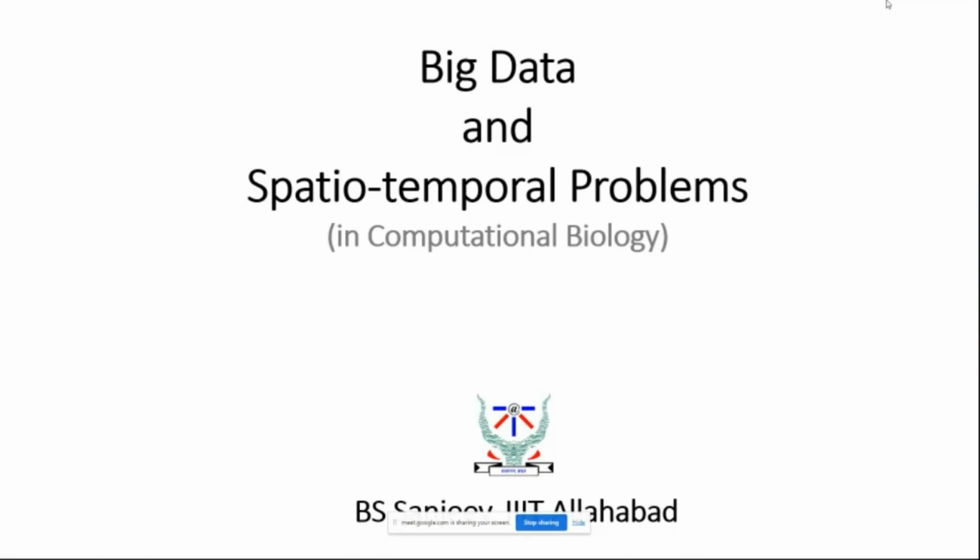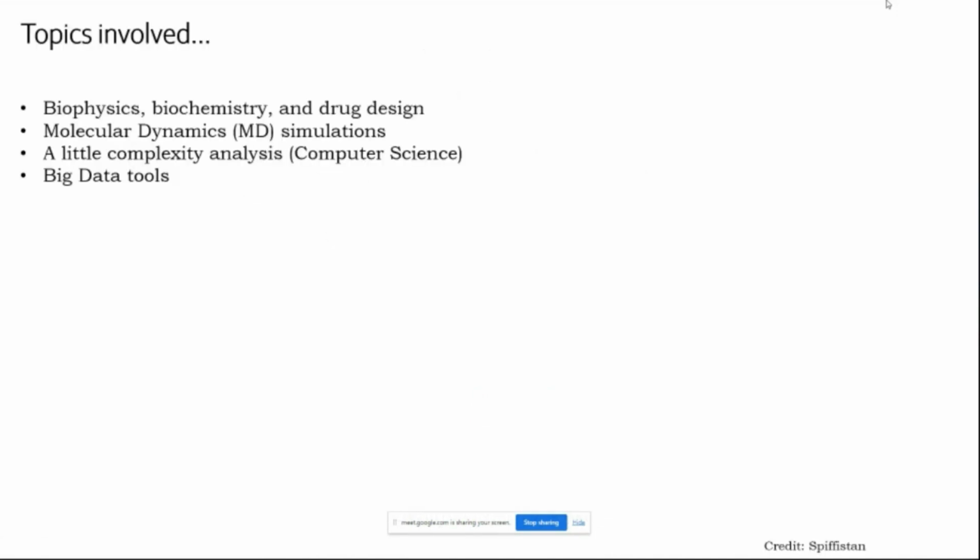So what I'm going to cover today is how big data can be used for solving spatio-temporal problems. The topics that we'll be broadly touching are the following. One is biophysics, biochemistry, and drug design. Then we'll also see molecular dynamics simulations, a little bit of complexity analysis that is related to computer science, and big data tools. As you can see, it requires multiple backgrounds, or a lot of exposure to various completely different kinds of background.